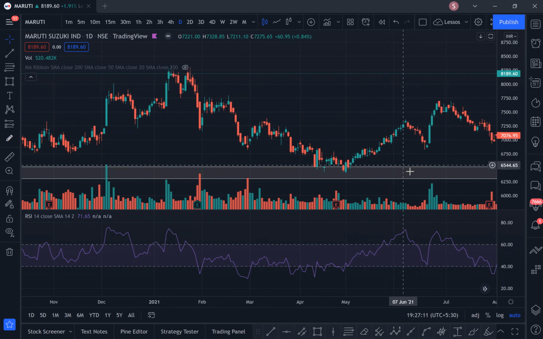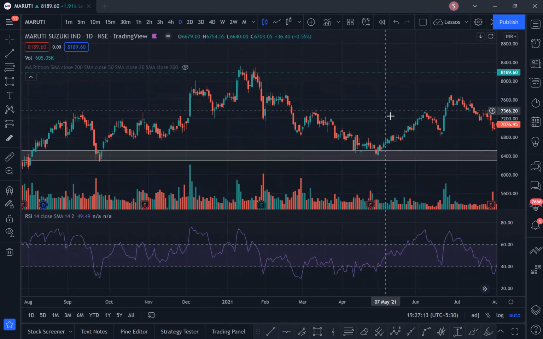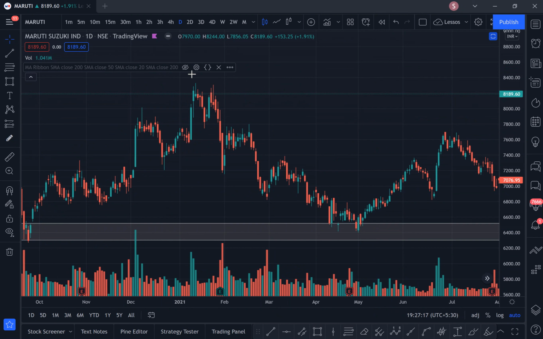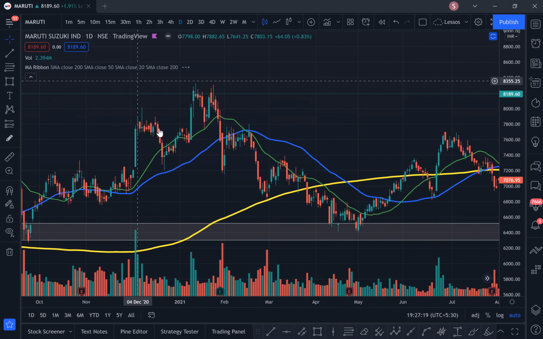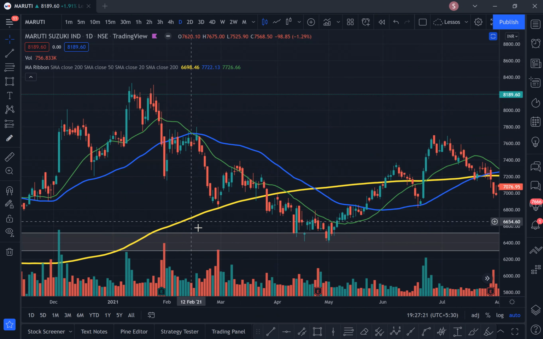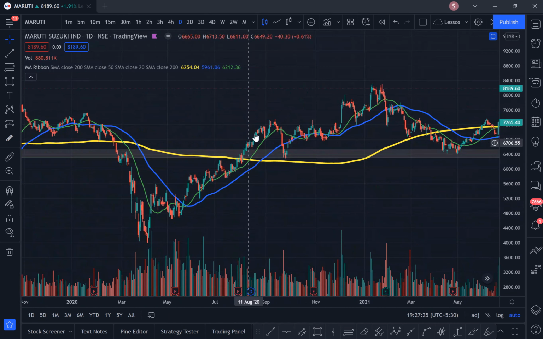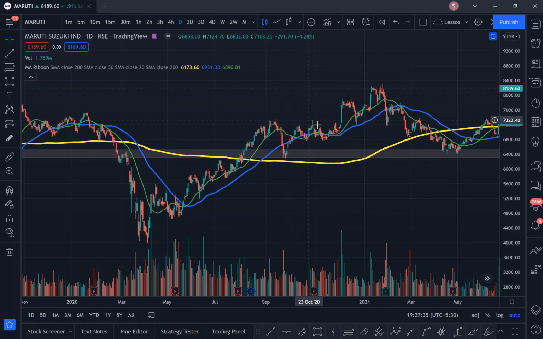Some people use 50 as well, that we'll see in later videos. On top of that, you can use the moving average, which we have done before. You see, the price comes down and this is the 200 moving average. When it takes a bounce up from the 200 moving average, you can take the trade straight away and go along.